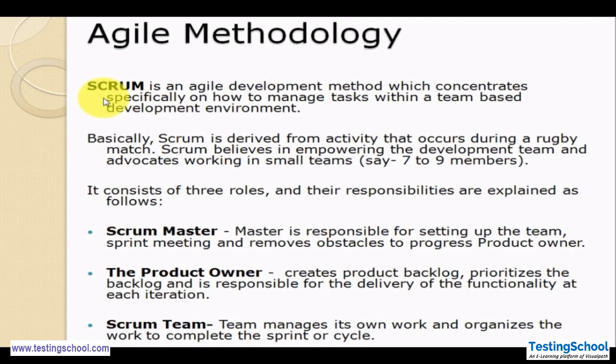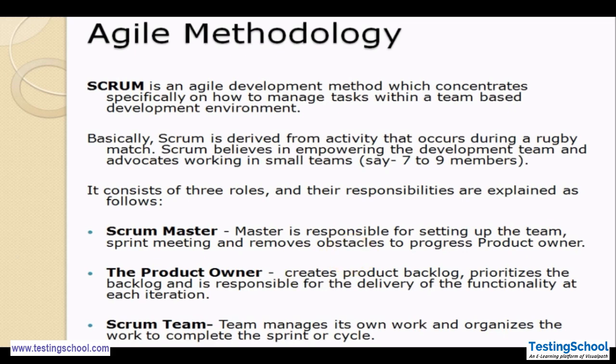Basically, in a Scrum environment, we have three roles. The first one is the Scrum Master. The Scrum Master is responsible for setting up team sprint meetings and removing obstacles. If you are facing any issue, he is responsible for tackling and removing it. So the Scrum Master works as a facilitator.